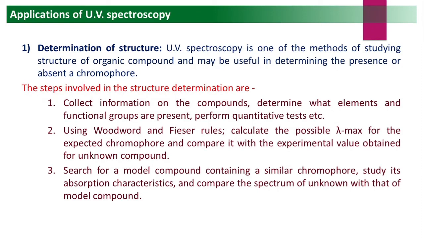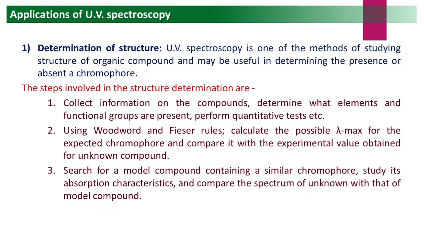There are steps involved in structural determination: collect the information on the compound, determine what elements and functional groups are present, perform qualitative analysis tests, and then use the Woodward-Fieser rules to calculate the possible lambda max wavelength for the expected chromophore and compare it with the experimental value. Search for a model compound containing a similar chromophore, study its absorption characteristics, and then compare the spectrum of the unknown with that of the model compound.